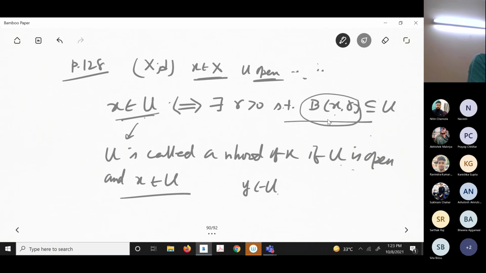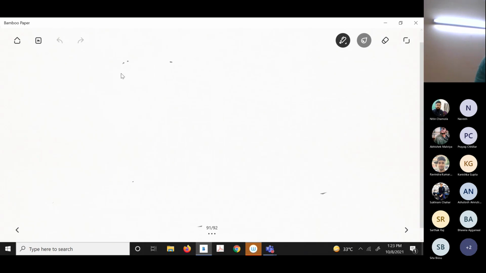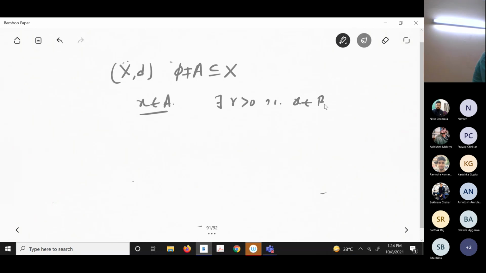Right. Now once I have got the neighborhood, I can define interior point. But again, look at the result in the metric space. Another result: let A be a subset of X, non-empty. If I say x is an interior point of A, I get that there exists an r greater than 0 such that the ball of radius r around x is contained in A.